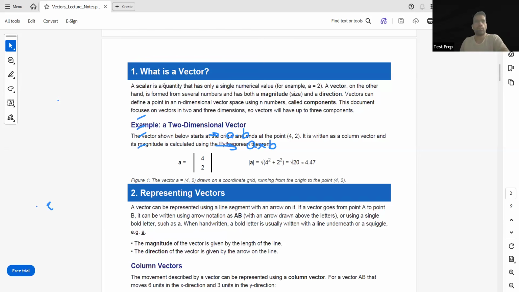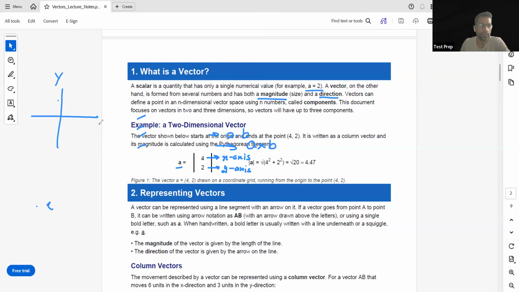Now, a scalar is a quantity that has only a single numerical value, like a is equal to 2. But a vector, on the other hand, is formed from several numbers and has both magnitude and direction. Vectors can be defined as a point in n dimensions, just like a two-dimensional vector. A is given as 4, 2. So 4 represents the x-axis and 2 represents the y-axis.